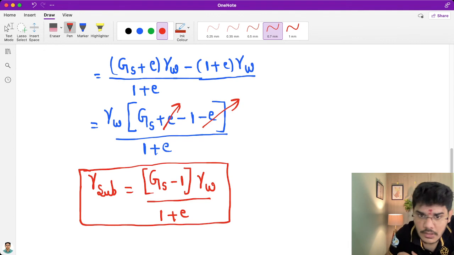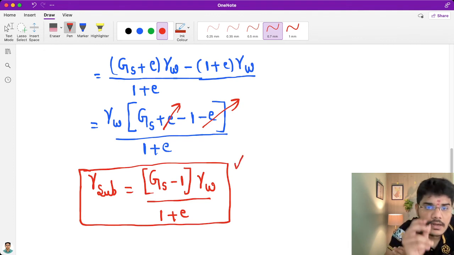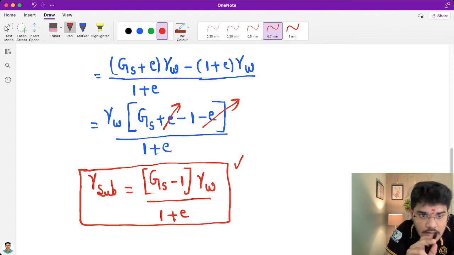So I hope this is useful, and in the next video I'll be deriving gamma D in terms of the bulk unit weight and water content.